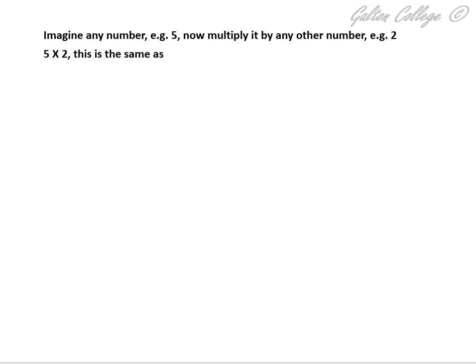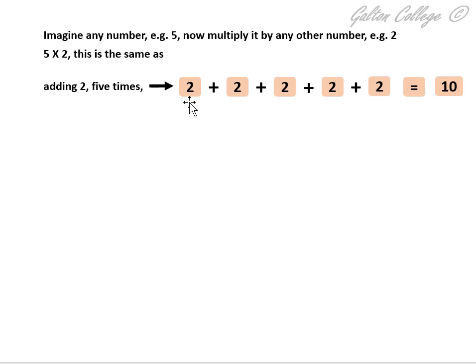So if we can imagine a number 5 and multiply it by another number, for example 2, then we write 5 times 2. This is the same as 2 plus 2 plus 2 plus 2 plus 2, which is equal to 10. So what 5 times 2 is saying is, take the number 2 and add it to itself 5 times, and we get 10.